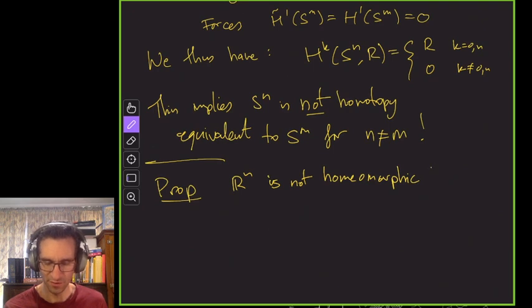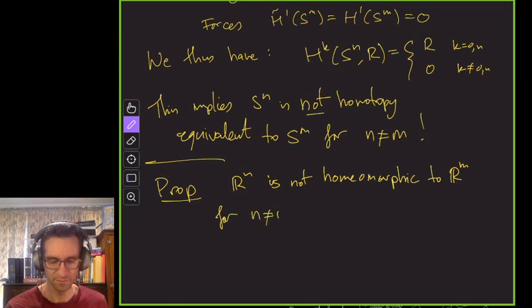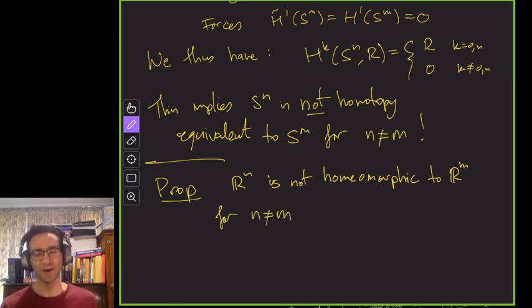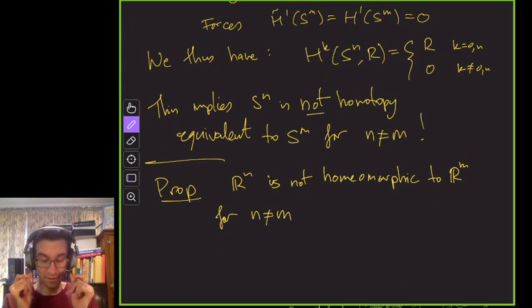Rn is not homeomorphic to Rm for n and m different. Rn and Rm are homotopy equivalent, so that's kind of silly, you could write that down instantly. It's not very interesting. However, how do you show they're not homeomorphic? Because this is not about squishiness up to homotopy, it's more rigid.